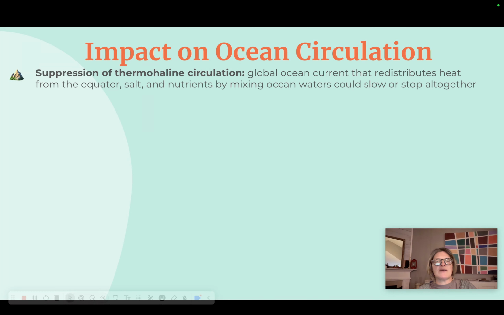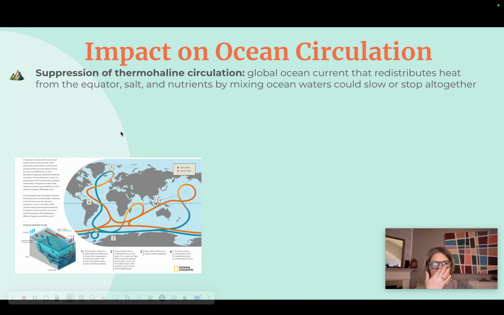There's also going to be an impact, or there currently is an impact, on ocean circulation as the temperatures are rising. We're actually seeing a suppression of thermohaline circulation, which is that global ocean current that redistributes heat from the equator. It also redistributes salt and nutrients by mixing all of the world's ocean waters together. And that could actually slow or even stop altogether, which is a real problem.